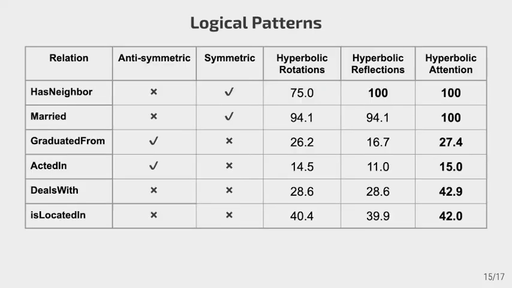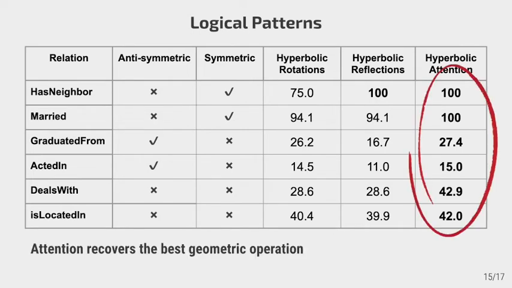Finally, we also analyzed the benefits of using attention-based transformations on relations from the Diago dataset. We compare rotations and reflections only to the attention-based model. We use data statistics to categorize relations into symmetric and anti-symmetric categories and find that attention-based transformations always improve over rotations and reflections only. This confirms that the attention-based model has the flexibility to pick the right operator for a given relation.